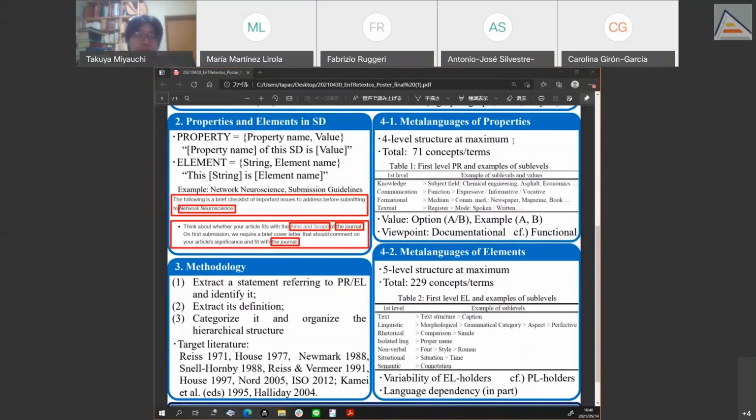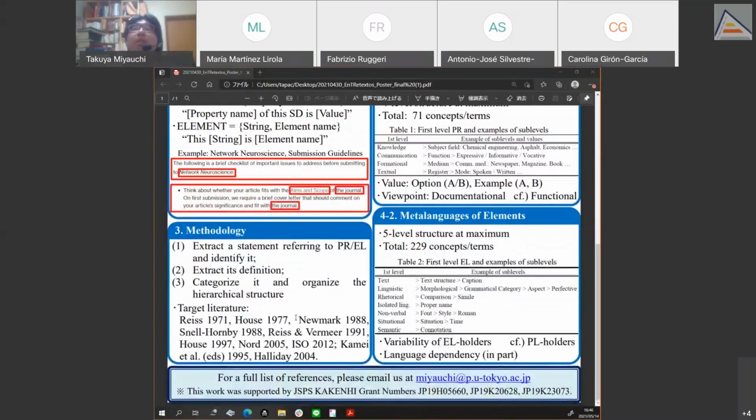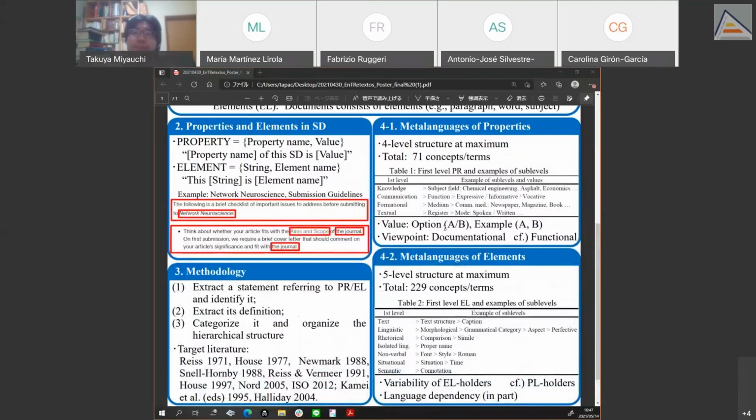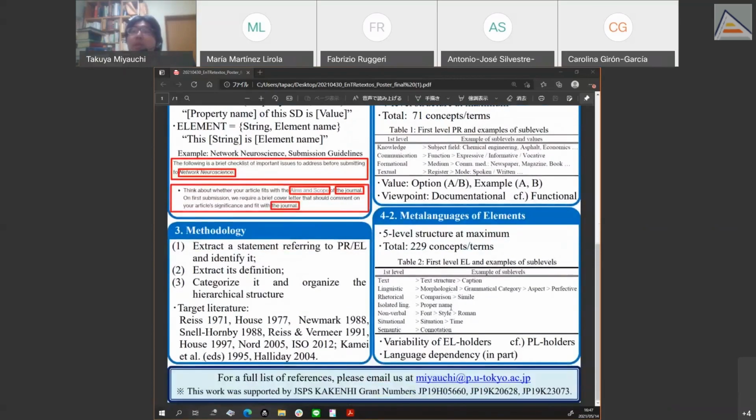terms in total. Please see table 1. This is an example of our meta-language of properties. The important point is that the terms of the functionalist approach are organized from the documentational viewpoint. This literature consists of the literature of the functionalist approach to translation, but we organize the terms from a documentational viewpoint. So please see 4.2, meta-language of elements.